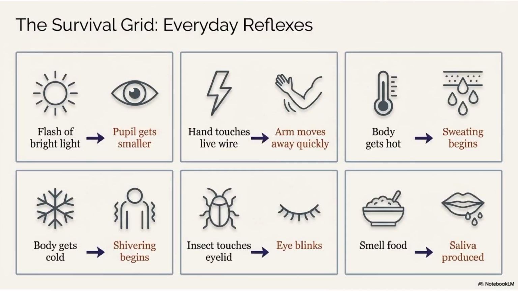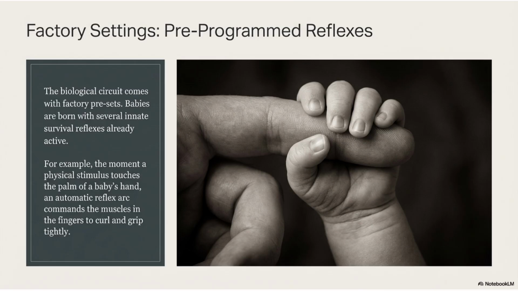Everyday reflexes are usually done without thinking. Whenever we have very bright light, the pupil gets smaller. Whenever we touch a live wire, our arm is taken away. When the body gets hot, sweating starts. These are reflex actions that are not under our brain's control, but are done by the spinal cord. Whenever we smell food, saliva is produced. When an insect touches the eyelid, our eyelids blink or close. When the body gets cold, shivering begins.